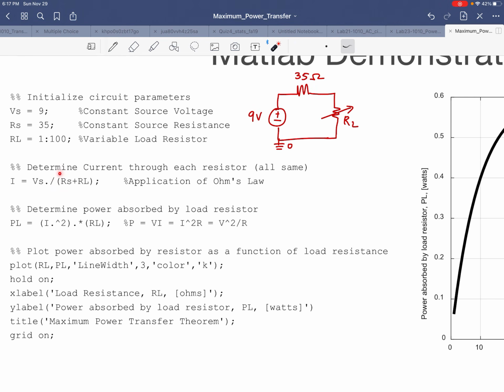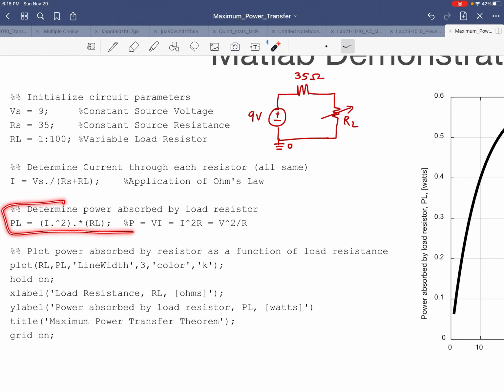And in the next section, I'm trying to determine the current through each of the resistors. And as I said, they are going to be the same because the resistors are in series. And just as we did earlier in Matlab, I can say I, the current that is coming out of this voltage source, equals Vs, which is 9, divided by the sum of those two resistors. In this case, it's going to be 36 all the way to 135. So it's going to be a vector of values. And notice over here, I've used a dot operator to indicate that I'm trying to do this element by element. So Vs divided by a vector of elements in this case. So I'm going to do this element-wise division.